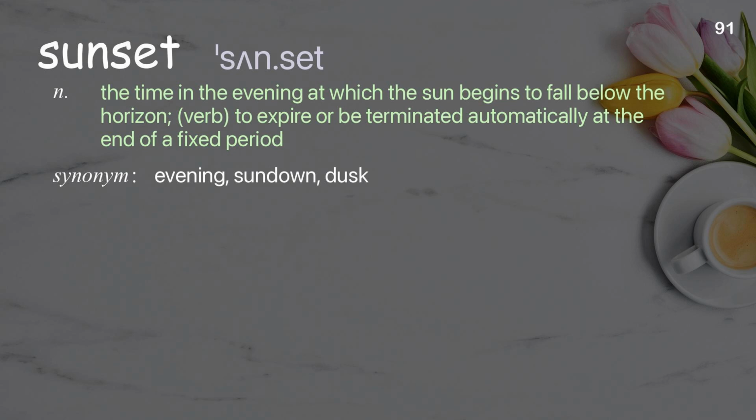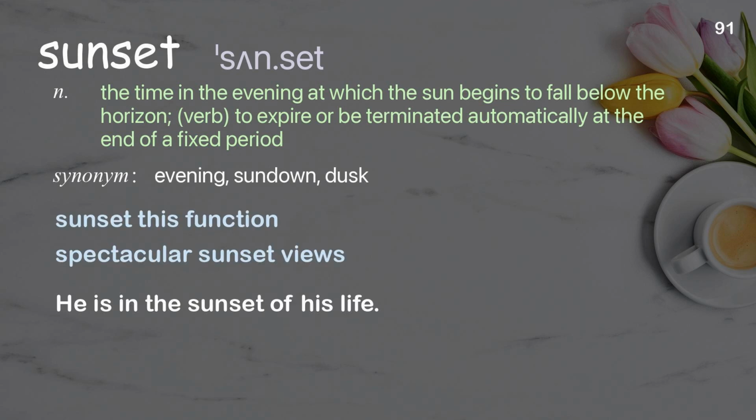Sunset. The time in the evening at which the sun begins to fall below the horizon. Verb, to expire or be terminated automatically at the end of a fixed period. Examples: sunset dysfunction, spectacular sunset views. He is in the sunset of his life.